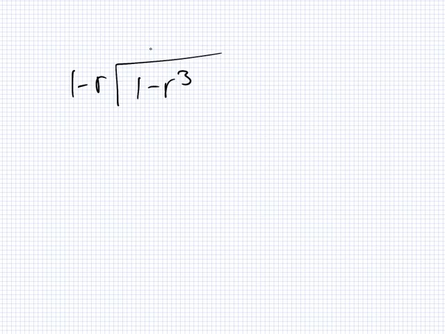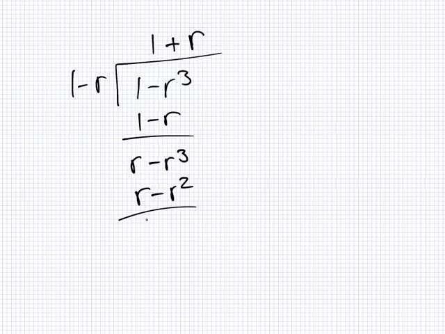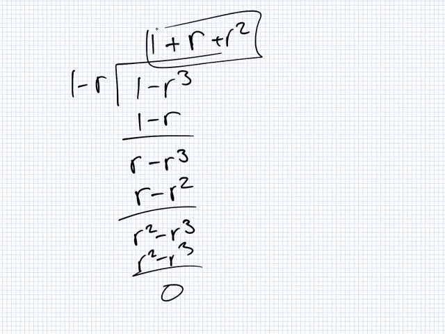So what's first? 1. 1, and you're left with 1 minus R. When you subtract, you're left with R minus R cubed. What should I put next here? R. Yeah. So then you'd have R minus R squared. When you subtract, you're left with R squared minus R cubed. So what's last here? R squared. And you'd have R squared minus R cubed, so 0. So 1 plus R squared.